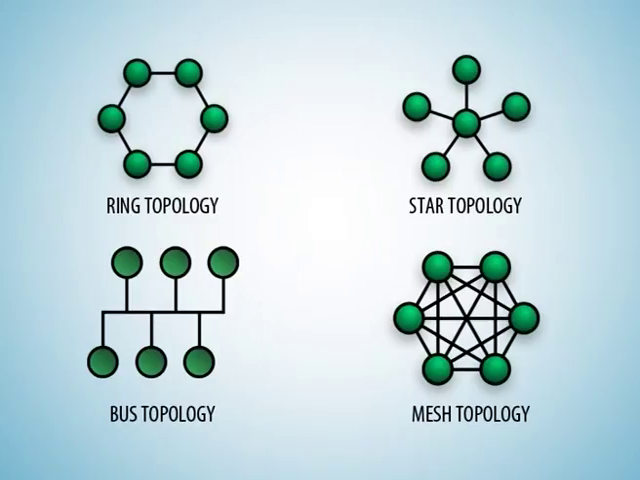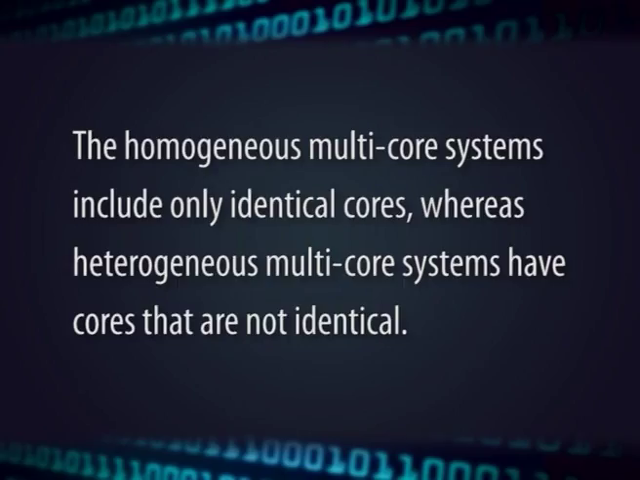The common network topologies to interconnect cores include bus, ring, two-dimensional mesh and crossbar. Homogeneous multi-core systems include only identical cores, whereas heterogeneous multi-core systems have cores that are not identical. Just as with single processor systems, the cores in multi-core systems may implement architectures such as superscalar, very long instruction word, in short called VLIW, vector processing, SIMD, single instruction multiple data, or multi-threading.